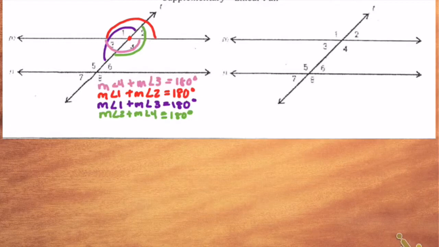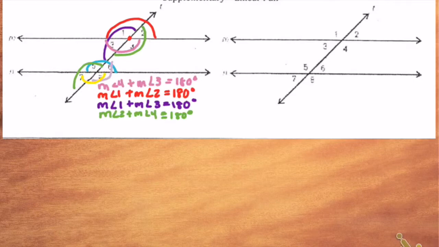So we could say 5 and 6 are a linear pair. So the measure of angle 5 plus the measure of angle 6 would equal 180. And we can say 5 and 7 are a linear pair, and those measures would equal 180. And 6 and 8, and 7 and 8. So all those linear pairs. I wrote a few of them, but you could write them all down if you want.